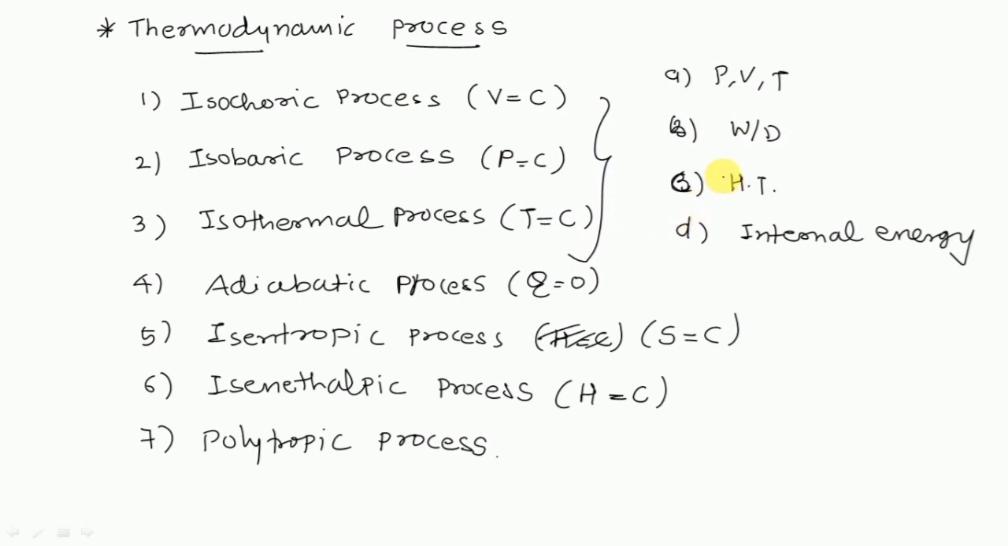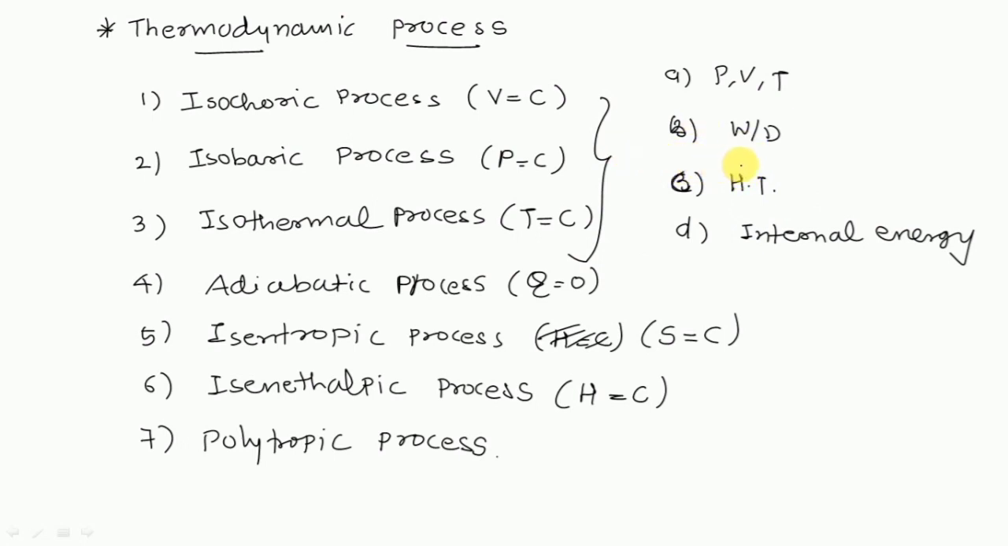So we have tried to establish the relation of PVT, work done, heat transfer and internal energy for the isochoric, isobaric, isothermal and adiabatic process. And it's very important because whatever relations we get from these processes, they are very useful to calculate the examples. So keep in mind these things.